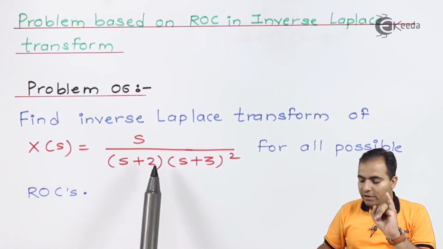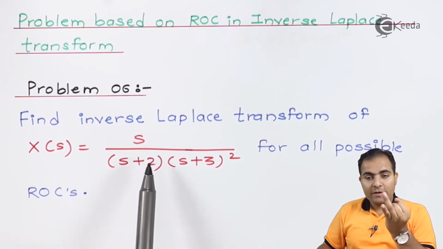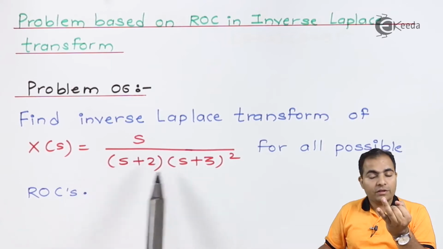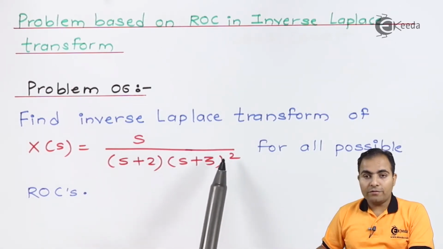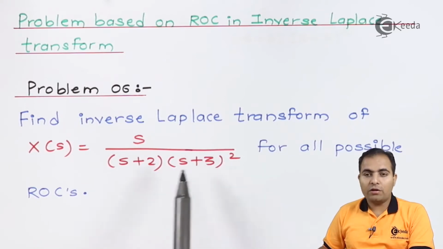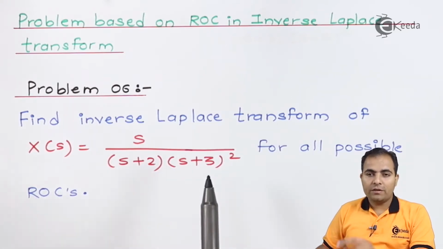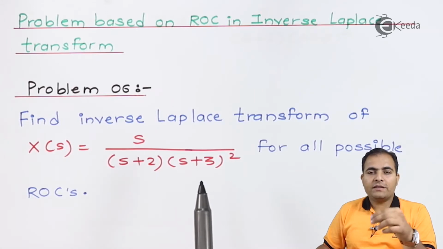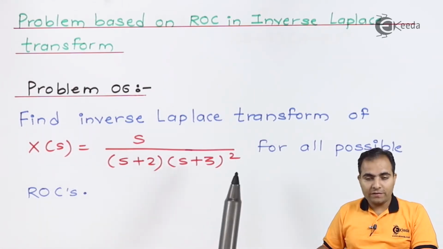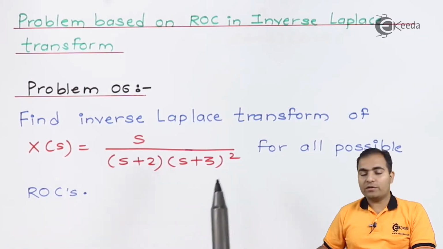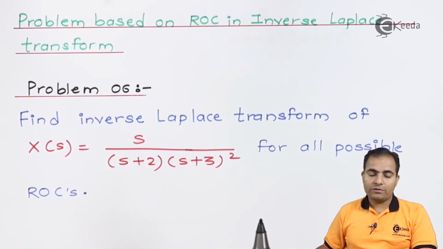Simple pole means the order is 1. Now, multiple poles means what? Here we have more than one pole, and repeated pole means what? The order of one pole is twice or more than 2, which means the pole repeats itself at the same location. Now, we'll find out first of all the partial fraction of this function, and then we'll move on to the ROCs. So let's go through the question.